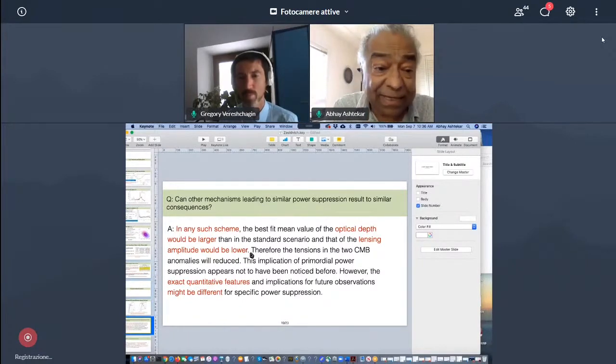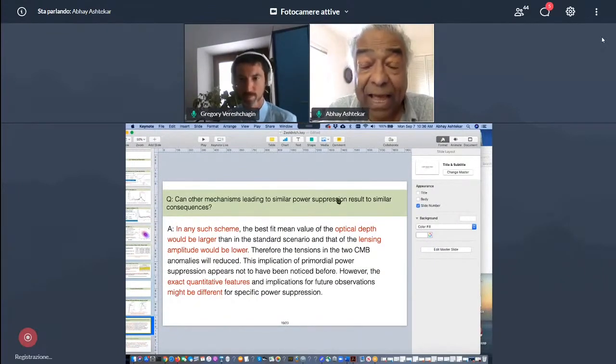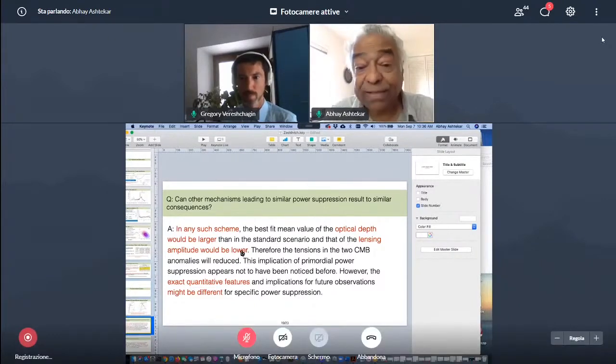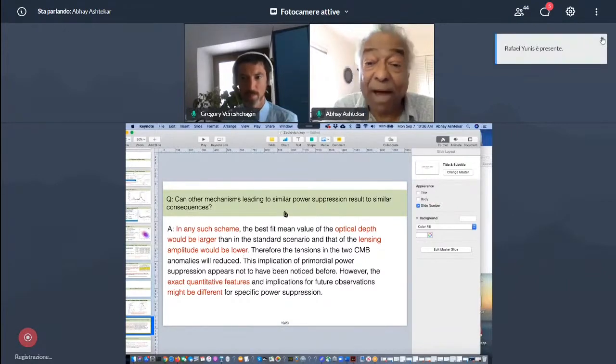So basically, if it turns out that there is a power suppression, and this is not guaranteed, if there is a power suppression at low L's, then in fact, because of the reasons that are given up here, it turns out that the best fit value of the optical depth would be larger, as happens in LQC, and the lensing amplitude will be lower, as happens in LQC. So then there is a tendency to alleviate the anomaly. But whether there will be power suppression or not is not clear.